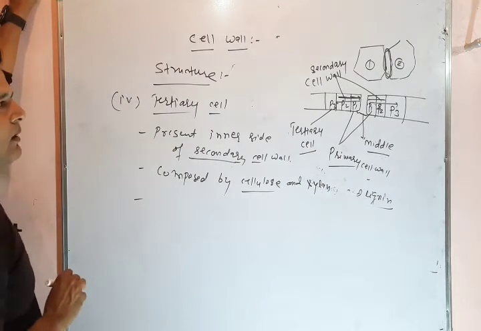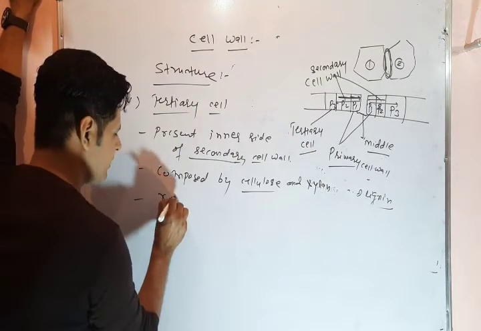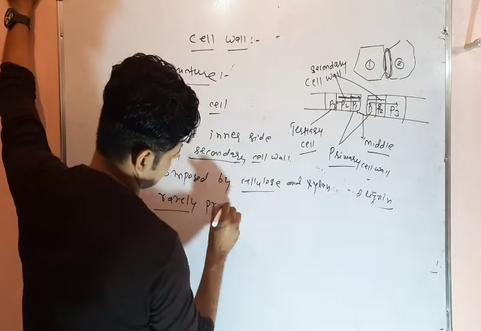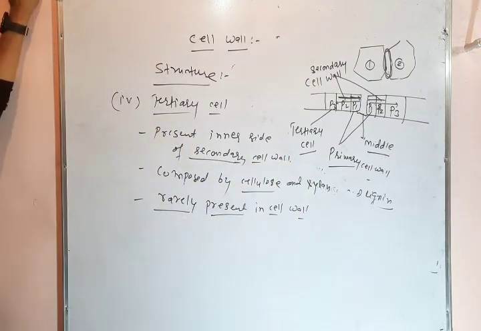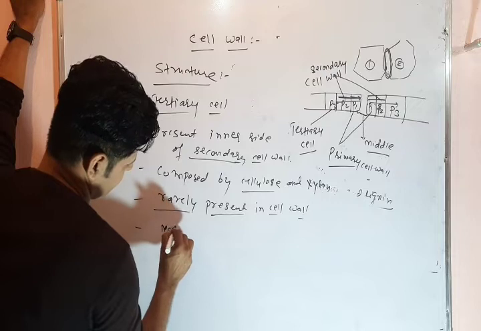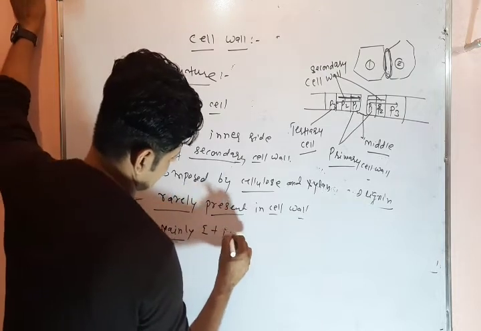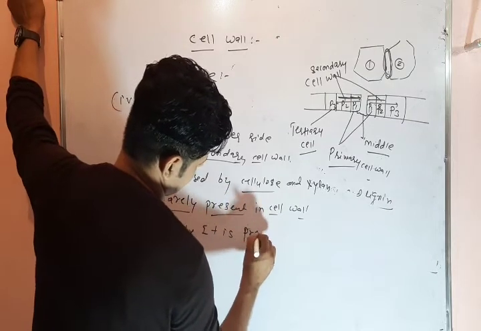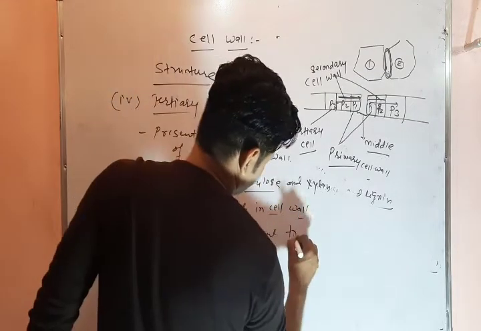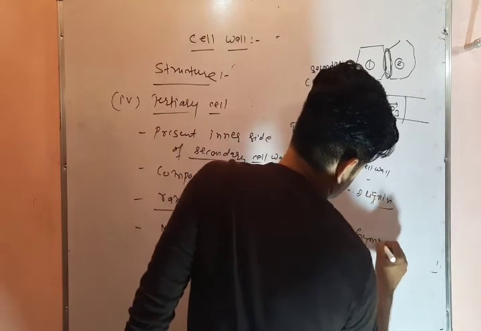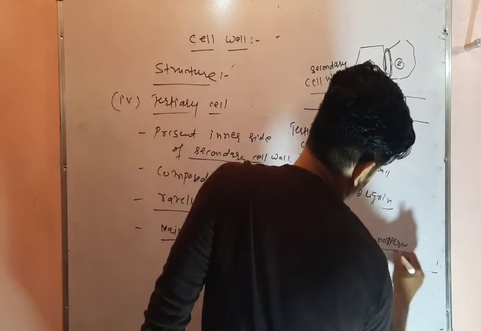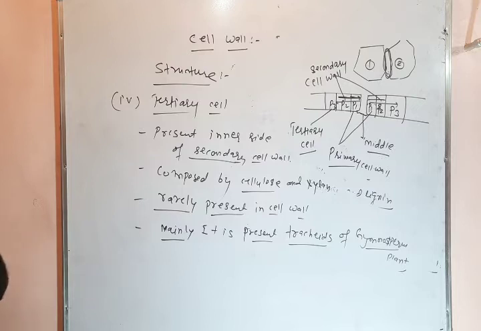And this type of cell wall is rarely present. Mainly it is present in the tracheids of gymnosperm plants. This is about the tertiary cell wall. I think you got it.